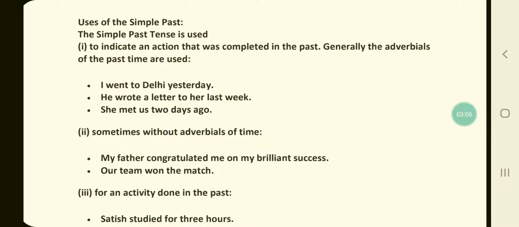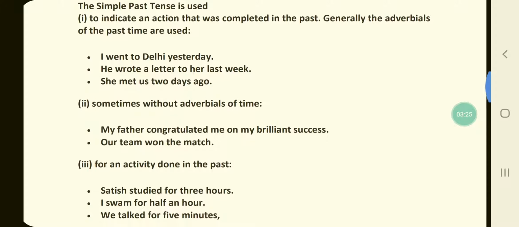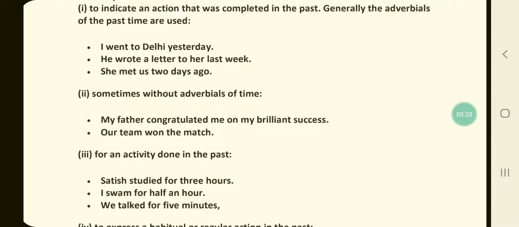Now children, when I talk about adverbials, in the first sentence you can see I is your subject. Went is again the second form of the verb. Whereas Delhi yesterday is referring to the adverb. Now moving on to the second part of simple past tense, that is it can be used sometimes without adverbials of time. For example, my father congratulated me on my brilliant success. Now children, here the adverbial part is missing. Second, our team won the match.